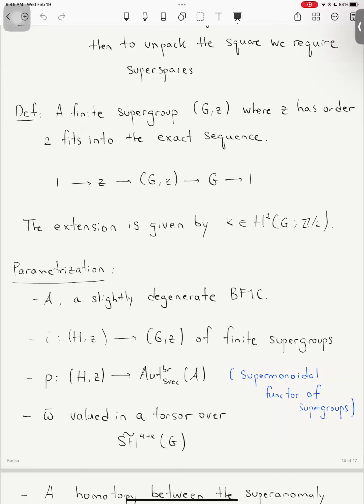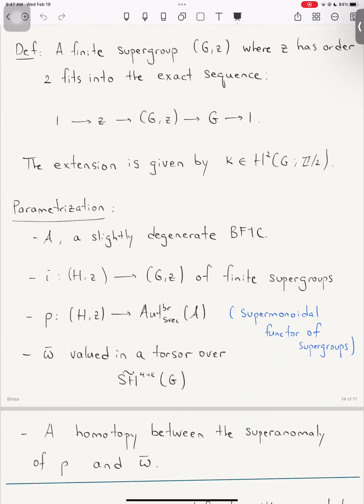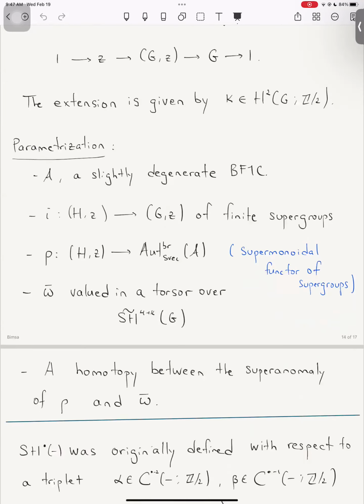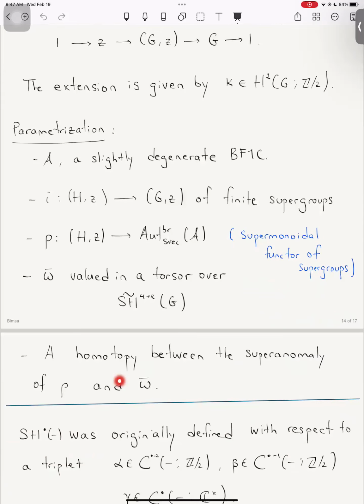But first, let me give you the parameterizations. So now A is a slightly degenerate braided fusion 1 category. Now I have an inclusion of finite supergroups. I have an action here, which you can think of as a supermonoidal functor of supergroups. So this thing's a supergroup because it's the SVec linear automorphisms. And then this thing here is some anomaly valued in a torsor over super cohomology. And then of course I need a homotopy between the super anomaly here and this thing.